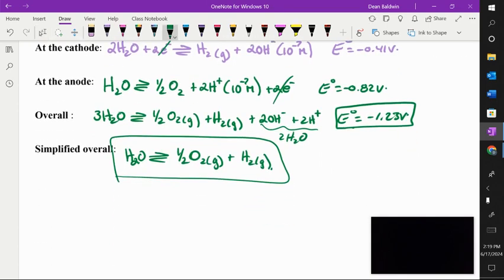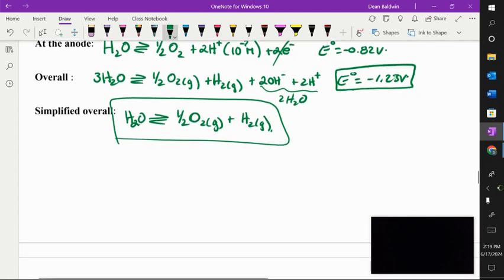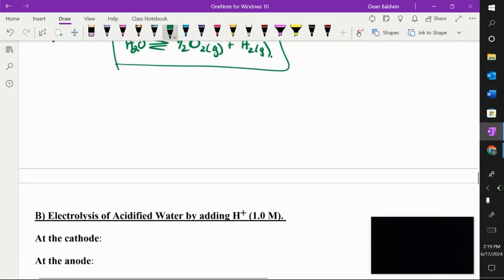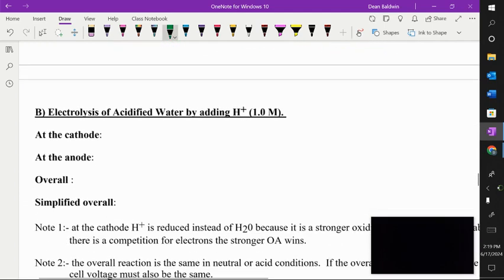Well, you could balance it and multiply 3 by 2. That's fine. No. We will, that's the next part.